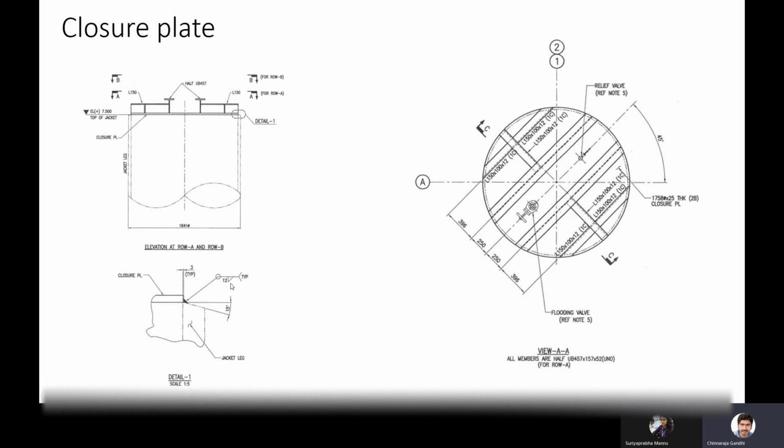See, I will tell one more clue: all the temporary items will be fillet weld only. Mostly 99% they won't go for any full pen weld. Why? Because full pen weld is a very laborious process. So a 12 thick weld is given circumferentially to this closure plate over here.